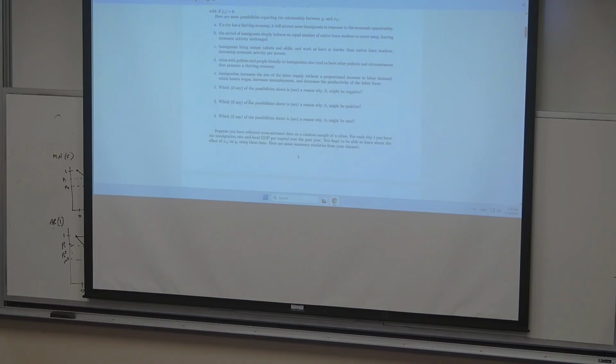Which is a possibility why beta 1 might be positive? The answer to that would be C. More immigration means increasing economic activity. That's going to be a positive. Which, if any, are a reason why beta 1 might be 0? That would be B. The arrival of immigrants induces an equal number of native-born workers to move away, leaving economic activity unchanged. So immigration means that economic activity is unchanged, beta 1 of 0. The rest of these are not included in the Econ answers. Any questions about that? Can you zoom in a little bit?